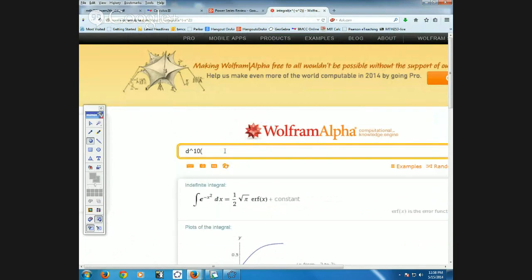E raised to the negative x squared? Let's see if Wolfram Alpha understands what I'm talking about. So why did we decide to get the negative x squared version? I just decided I wanted to talk about the error function instead of the imaginary error function. No good reason.